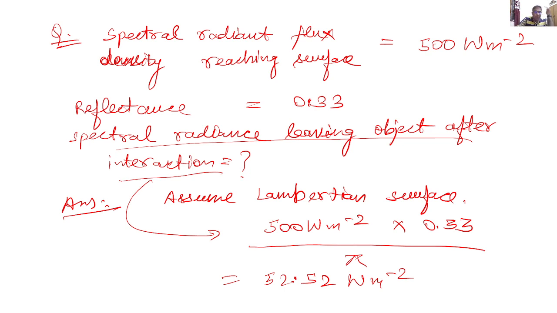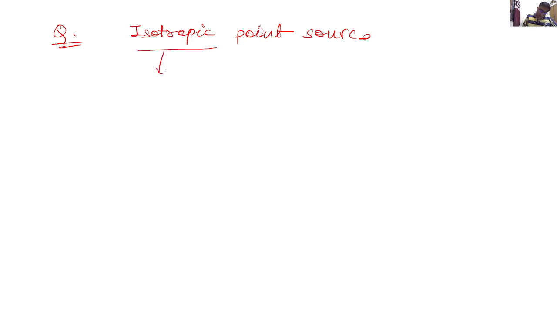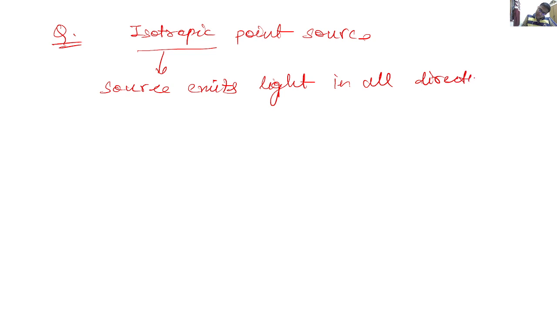Now, I would like to discuss why this pi term comes in the denominator. What is so special about it? Let's discuss. Let us take a sort of a point source, an example of an isotropic point source. The isotropic point source by definition is the source which emits light in all directions, and since it is in all directions, it assumes spherical symmetry.